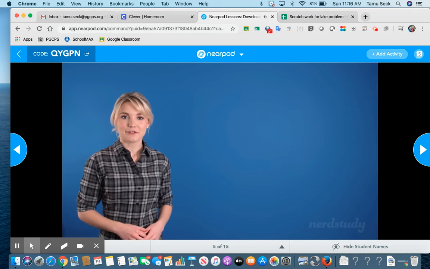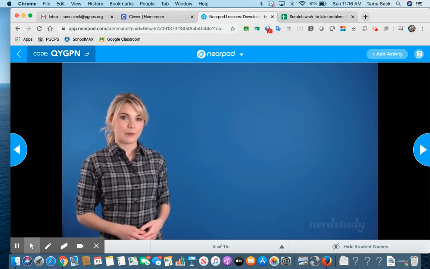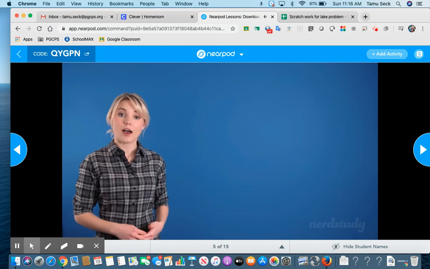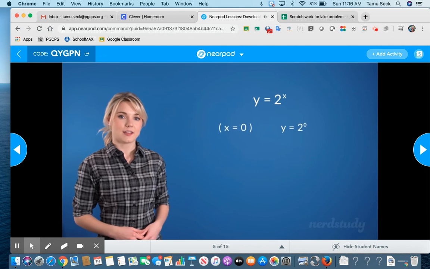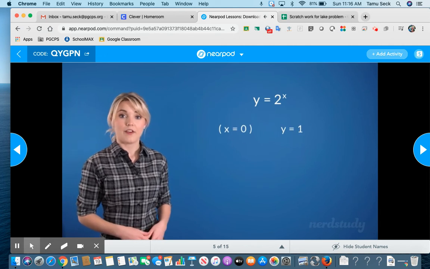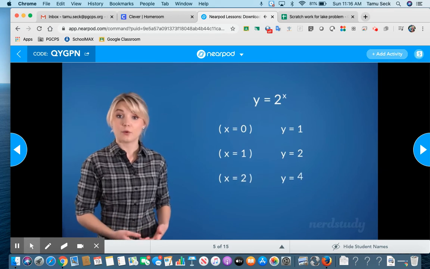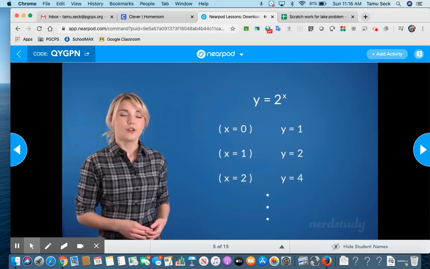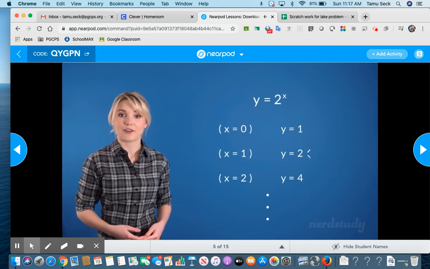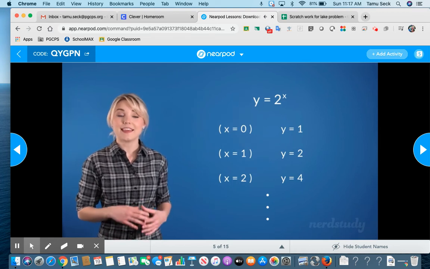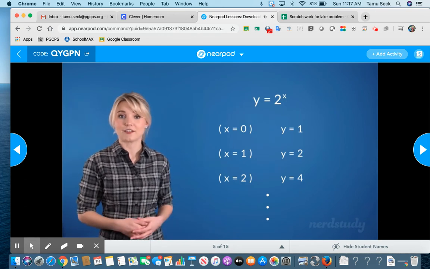In an exponential function, however, the x value is the exponent itself. An example of an exponential function would be y equals 2 to the exponent x. As you can see, if x is 0, y is 1. If x is 1, y is 2. If x is 2, y is 4, and so on and so forth. Notice how as x increases, the increase in y itself becomes greater and greater. This is one of the key things about exponential functions in that the graph increases at an increasing rate.